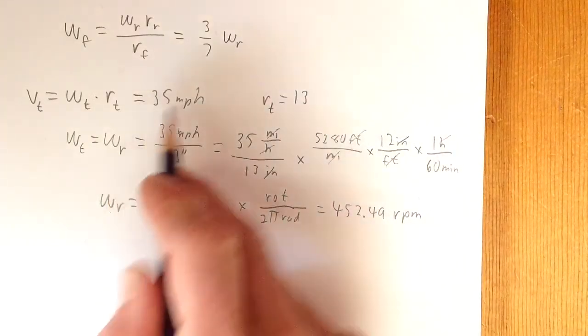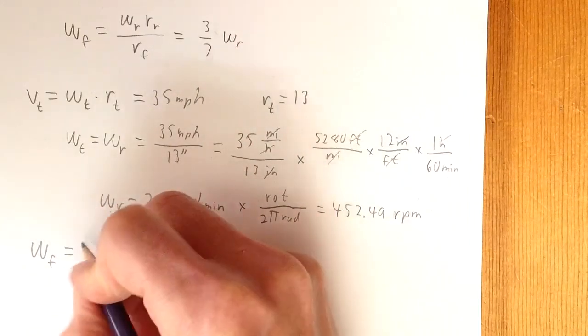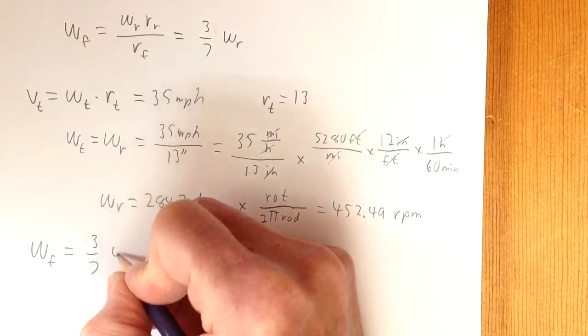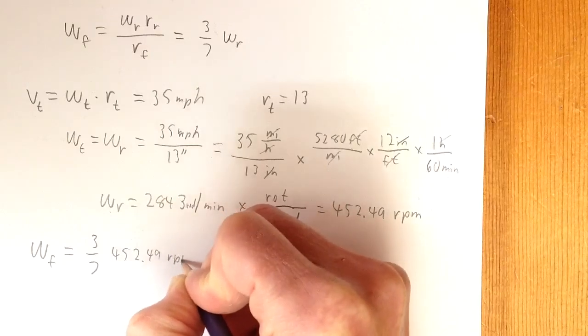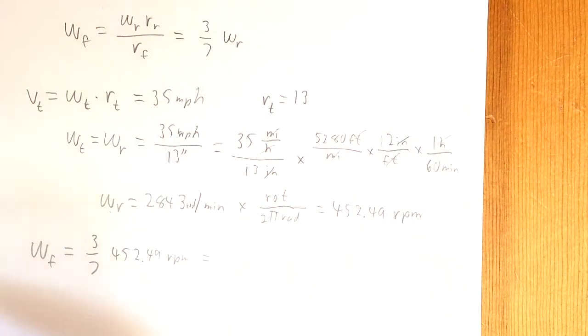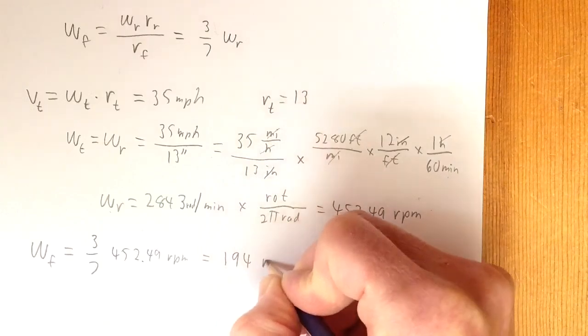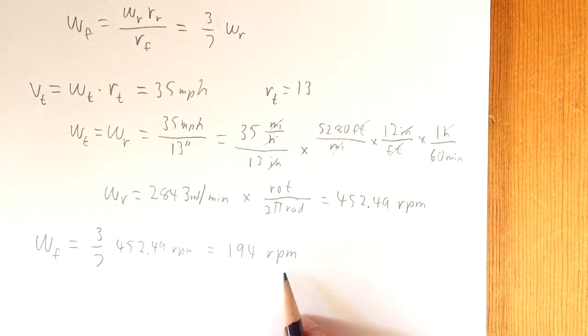Now finally we can go back up to our first formula. The omega of the front sprocket in RPMs is 3/7 the omega of the rear sprocket, which is 452.49 RPMs. And 3/7 of that, so times 3 divided by 7, I get about 194 RPMs, which is pretty darn fast, right? That would be over 3 times a second.